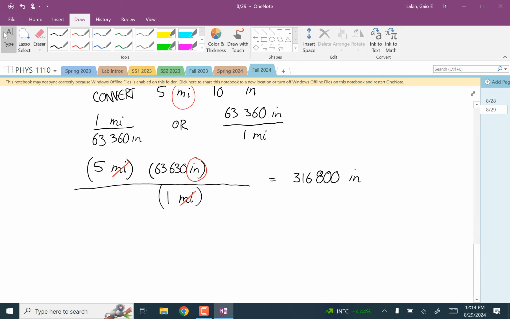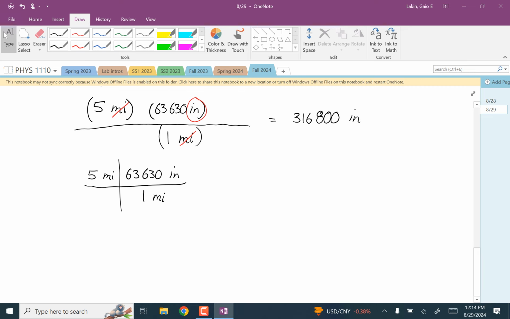And I'm going to use a little shorthand that I think was given to me in high school or whatever. Instead of writing all the parentheses, I'm just going to separate the things with like vertical lines. So I'll write this as 5 miles. That stands in for the parentheses. And then I have 63,360 inches over 1 mile. So what that means is the thing with the parentheses above. Anybody have any questions about that?